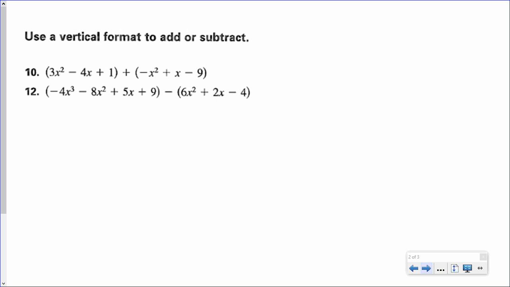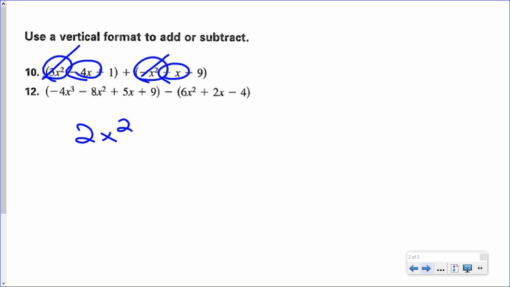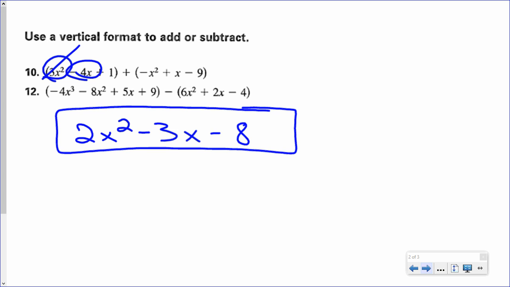Like terms have the same degree, so this 3x squared can be put together with this minus 1x squared. 3x squared minus 1x squared is 2x squared. They're done. The next degree is to the first degree, minus 4x put together with, I think it's a plus x. Check it out. Yep. Minus 4 with plus 1 would be negative 3x. And the last one, a positive 1 with a negative 9 is negative 8. That would be the correct answer for number 10.